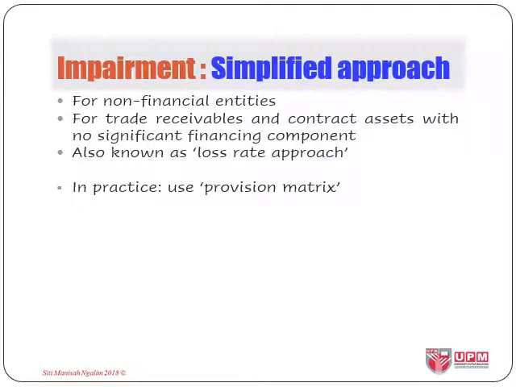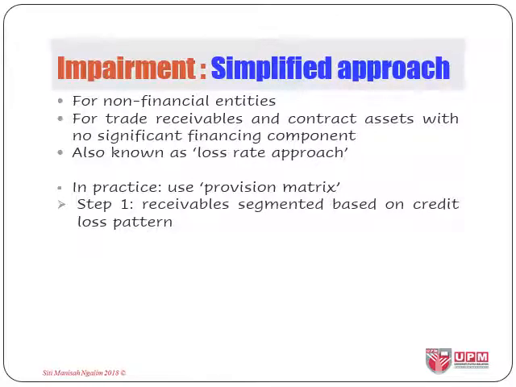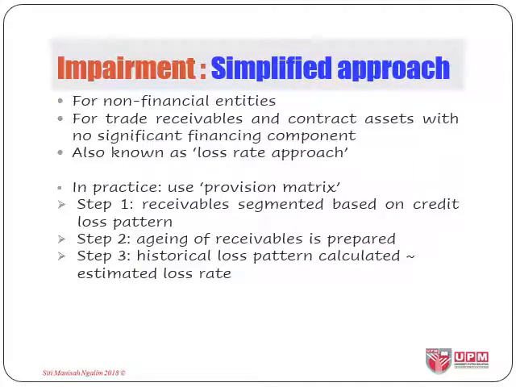In practice, for such financial assets, we use provision matrix. Basically, what we do is we segment all receivables according to its credit loss pattern. For example, customer type, geographical locations, type of collateral, and so on. Then we set the aging for them, such as those not past due, those past due 1 to 30 days, past due 31 to 60 days, and past due 90 or more days. Then we work on the historical data of these financial assets to calculate the loss rate and this will be the starting point of an estimated loss rate for the future.